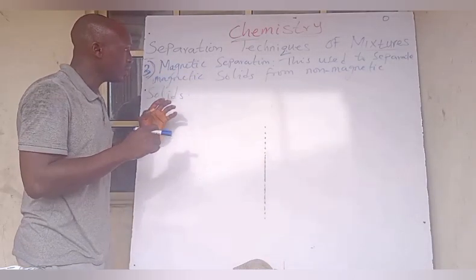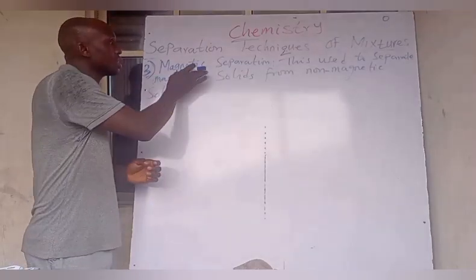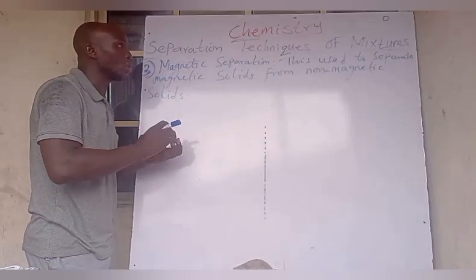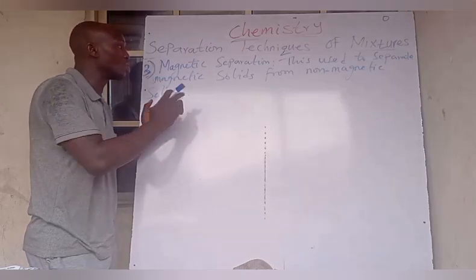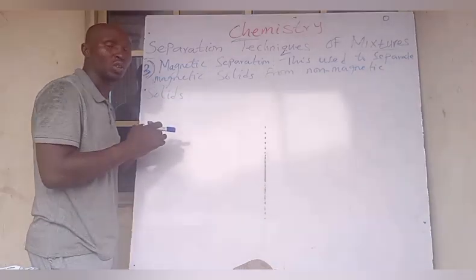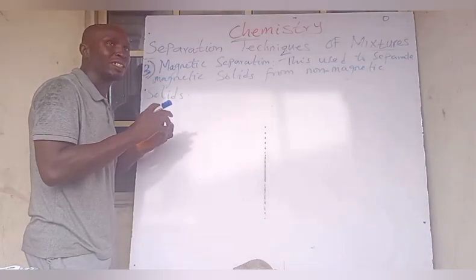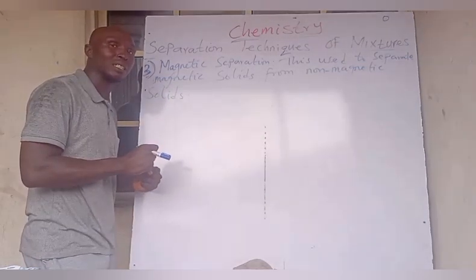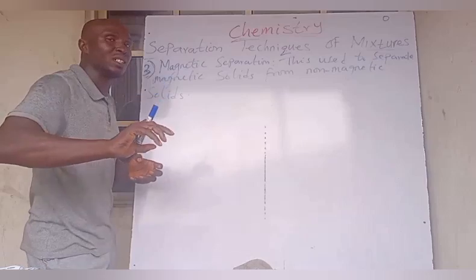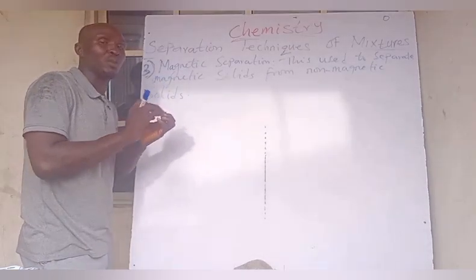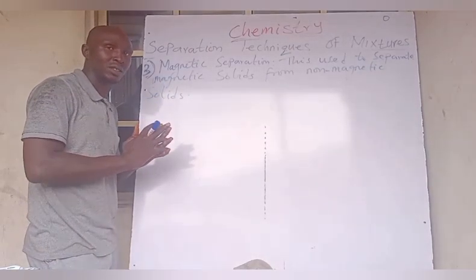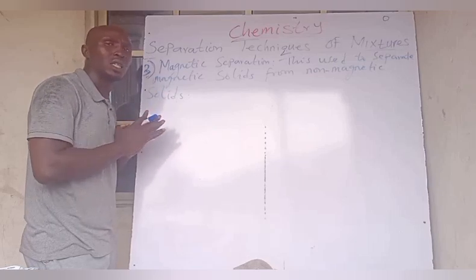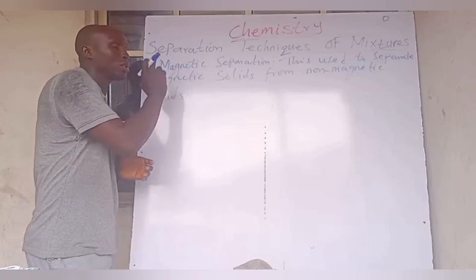Now, what do you do? You now use a magnet. You now bring it close to the mixture, where you have these two constituents. And what happens? The magnetic materials will be attracted by the magnet, thereby separating the magnetic materials from the non-magnetic materials. That is simply the method known as magnetic separation, with the use of a magnet.